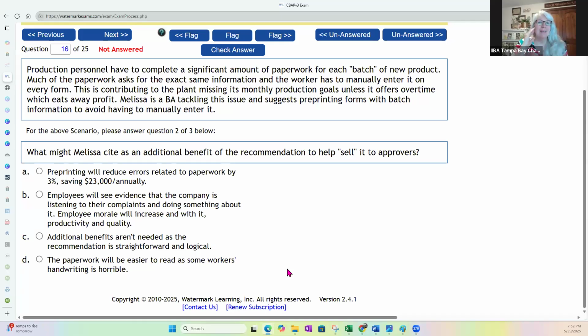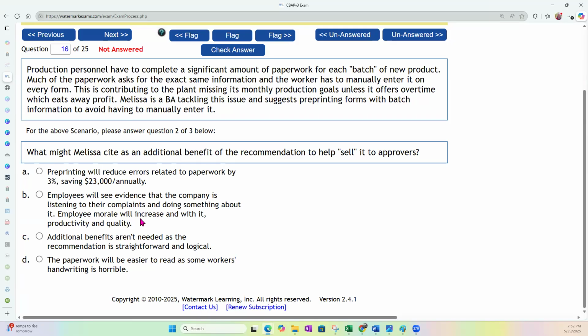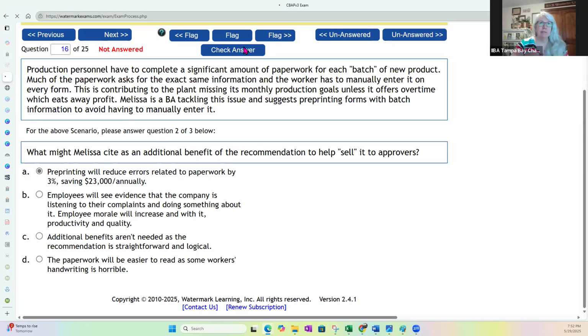What might Melissa cite as an additional benefit for the recommendation to help sell it to approvers? Pre-printing will reduce errors related to paperwork by 3%, saving $23,000 annually. I love how specific that is. Employees will see evidence that the company is listening to their complaints and doing something about it. Employee morale will increase, and with it, productivity and quality. Additional benefits aren't needed as the recommendation is straightforward and logical. The paperwork will be easier to read as some workers' handwriting is horrible. A like apple. A. I like how specific that is too.